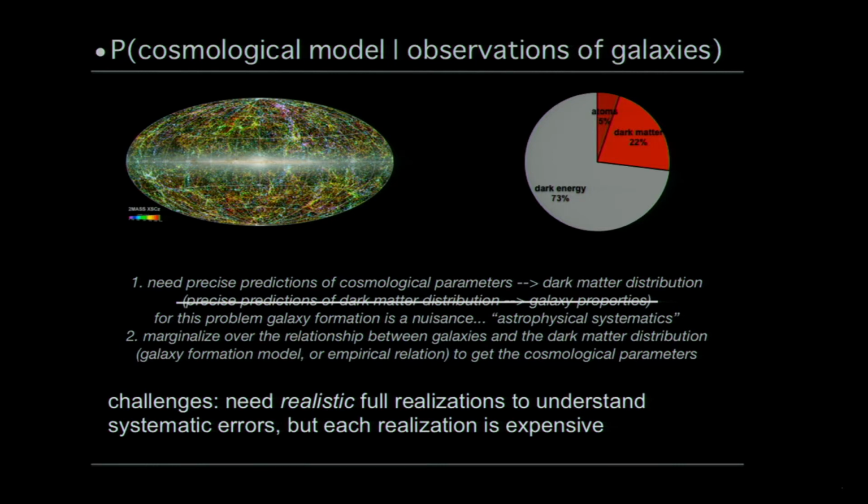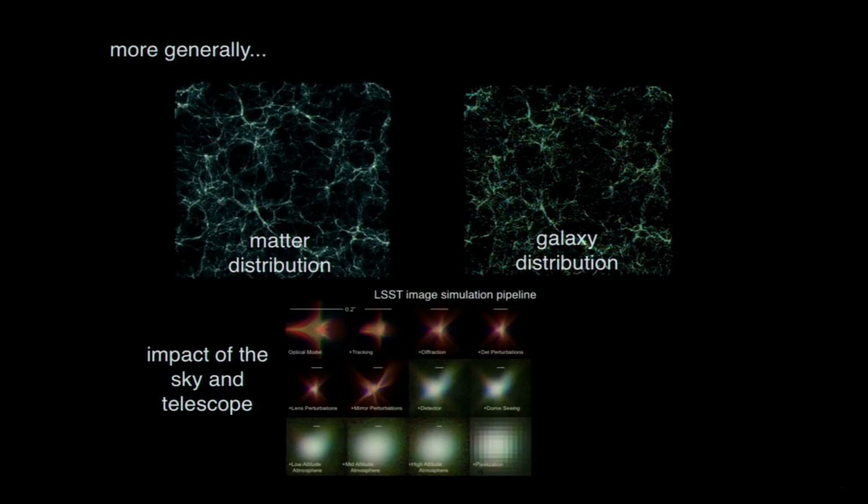And so in this case, you might not care what supernova feedback looks like. You just care about how the galaxies and halos are related. But you still have a lot of challenges. You need really realistic full simulations to understand your systematic errors, but each realization is expensive. And so we need to not just go from the matter distribution to the galaxy distribution, but also to what you would actually see from that galaxy distribution after it gets out of the telescope.